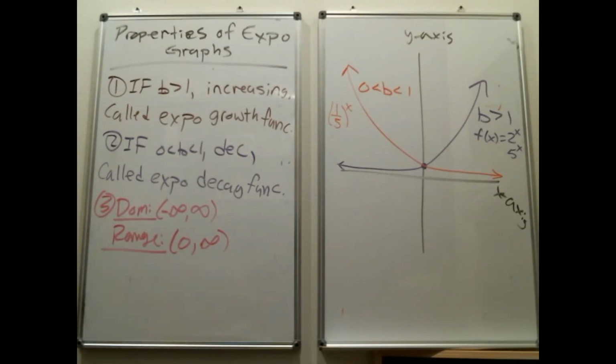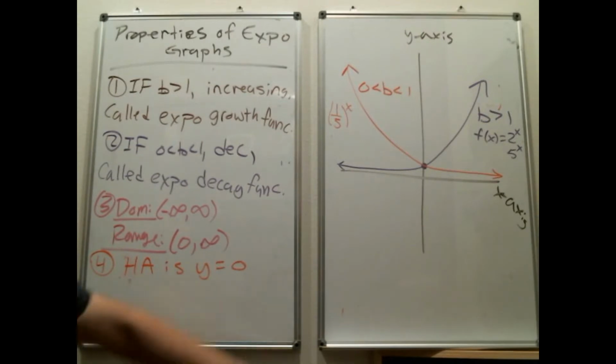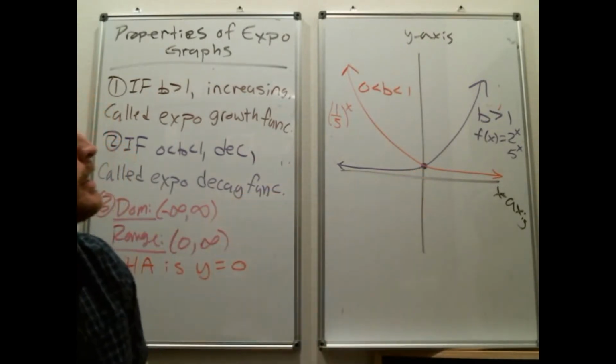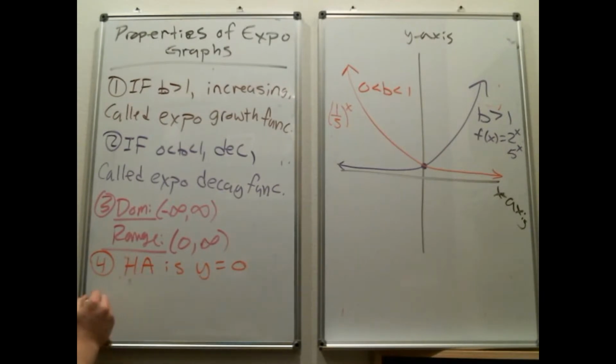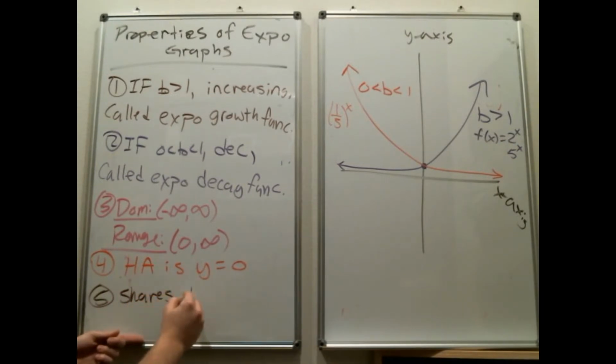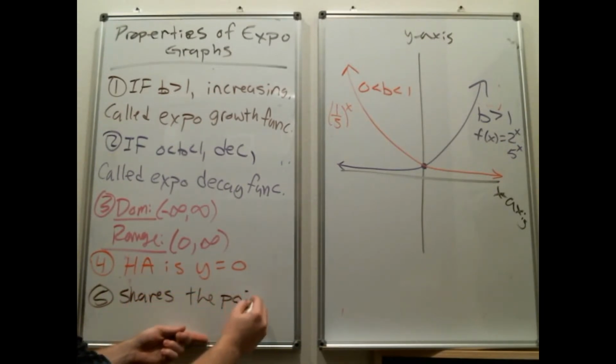The next one, I just talked about it. The horizontal asymptote, HA, is y equals 0. And last but not least, they have a unique point. That point is (0, 1). We'll just say shares the point (0, 1).